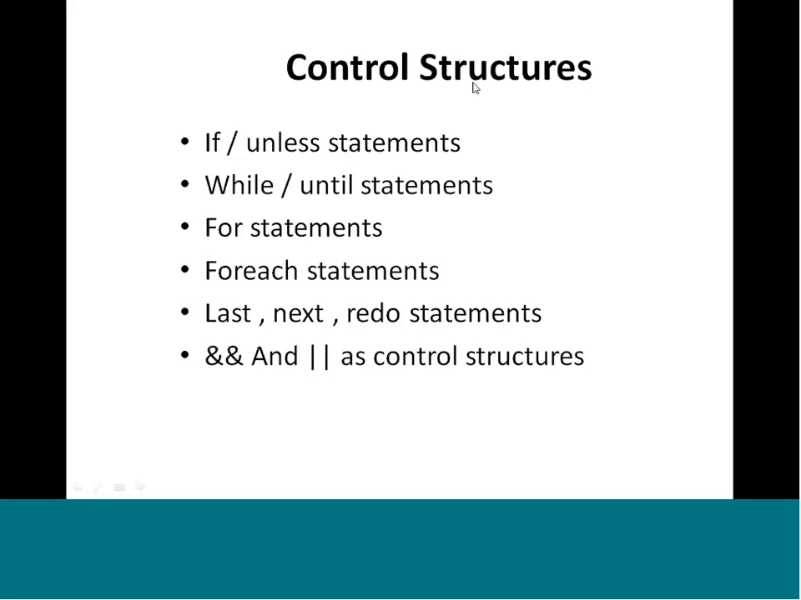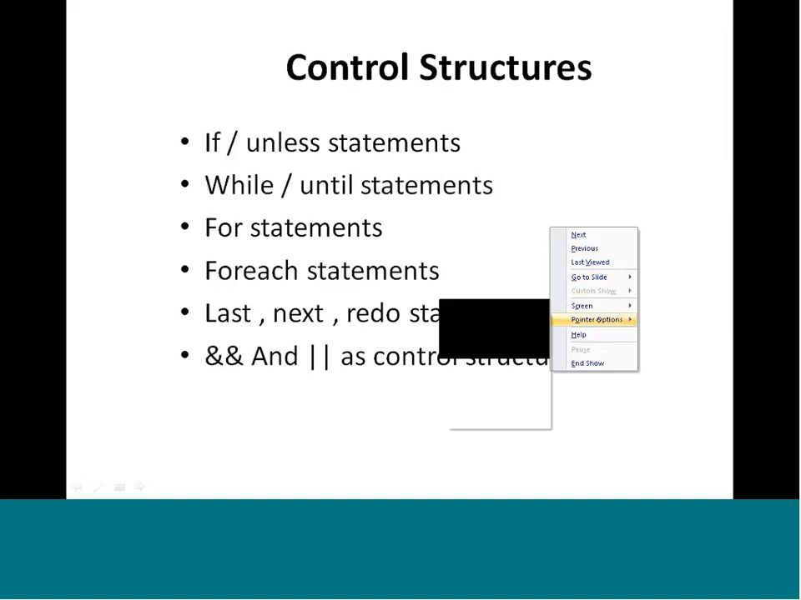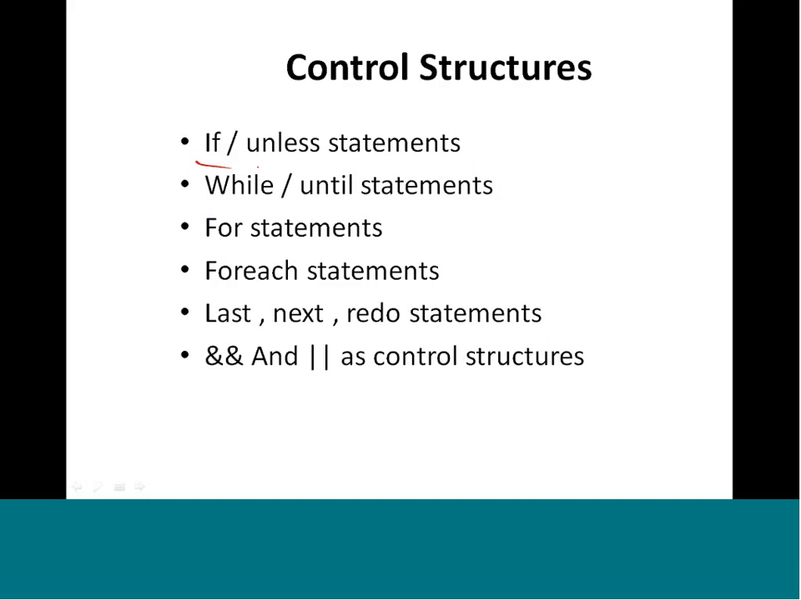So let's talk about the control structures. In Perl, we have the following control structures: if, unless statements. We will see some examples of how we use these things, and then while, until. The while is probably one of the most popular statements in Perl. Then we also have for, these are formal for statements, and then there are foreach statements which can operate on lists. We see how we can do that, and then we also have some control-altering commands: last, next, and redo. We'll see how these things are used. And then finally there are logical operators, actually these are more like operators, but they can also be used as control structures, and let's see how they are used.